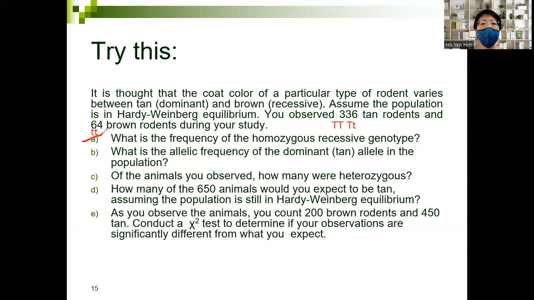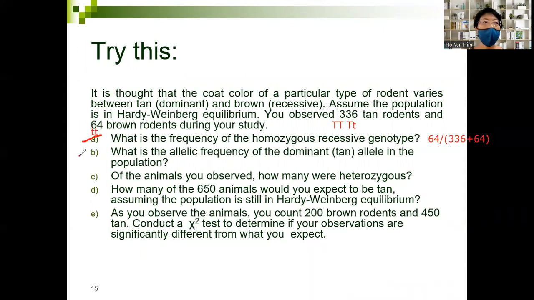What is the frequency of the homozygous recessive genotype? Homozygous recessive is... sorry, it's not 0.64. It's 64, right? Altogether, 64 divided by the total population size, 336 plus 64. Correct? So that's the calculation. The answer we check later. We see the calculation first.